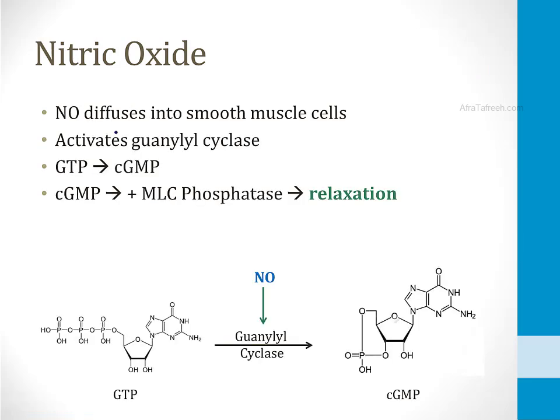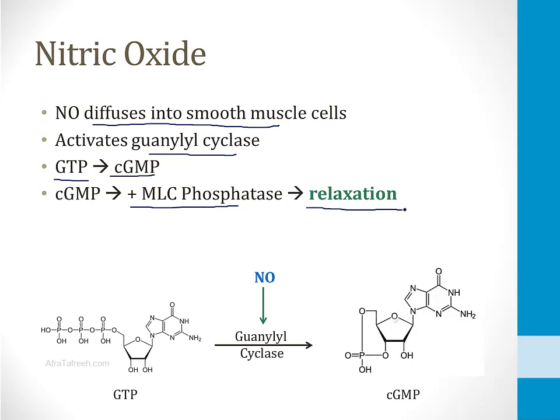Once nitric oxide is synthesized by endothelial cells, it diffuses into neighboring smooth muscle cells, and once inside those cells, it activates the enzyme guanylyl cyclase. What guanylyl cyclase does is convert GTP to cyclic GMP, as shown at the bottom of the screen here, and we've already talked about what cyclic GMP can do. It's one of the major second messengers. It activates myosin light chain phosphatase, as we just showed a few slides ago, and that leads to relaxation.